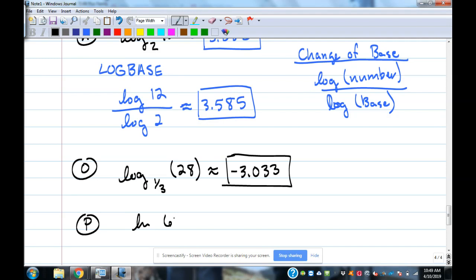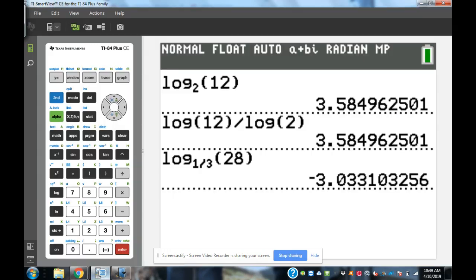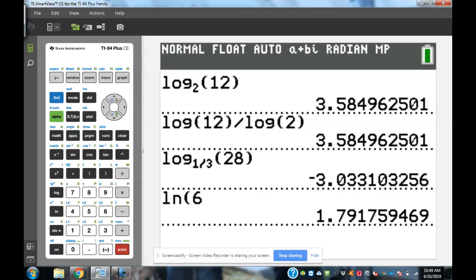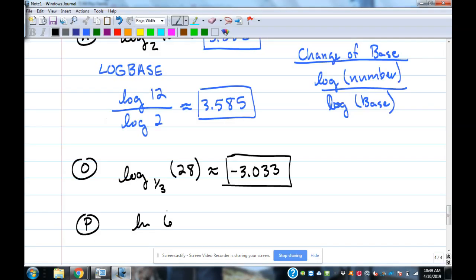A nice easy one to calculate would be the natural log of 6. It's a common log. We don't need the log base. We don't need change of base. We've got a button that says LN. So we just natural log 6, crank it out. 1.792.